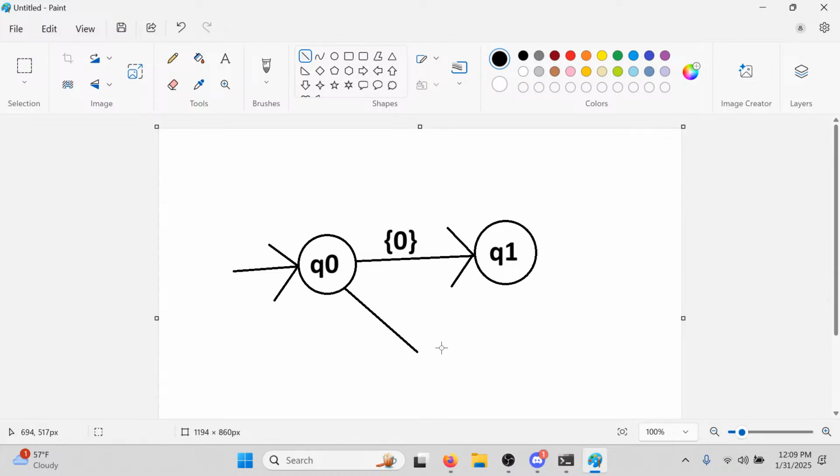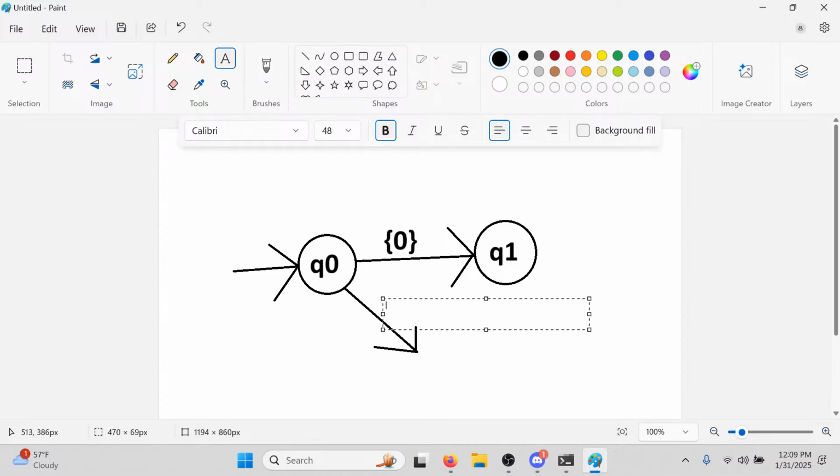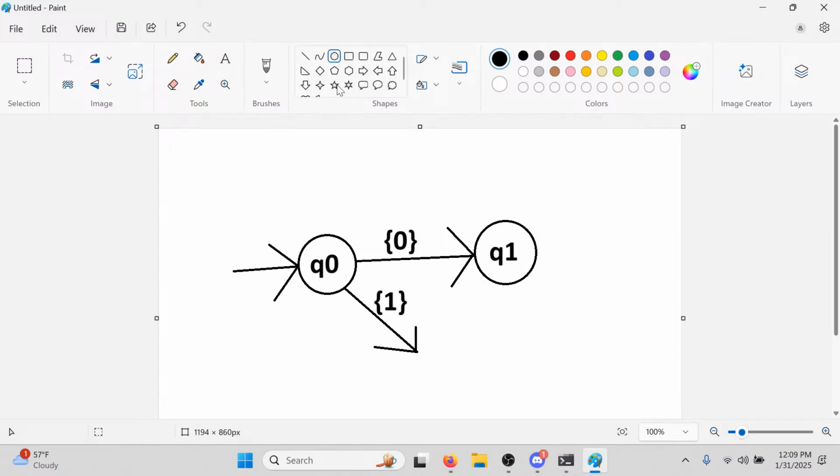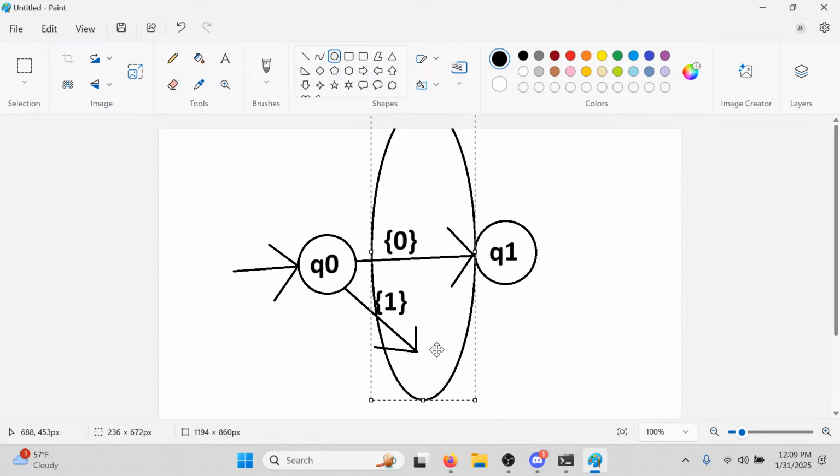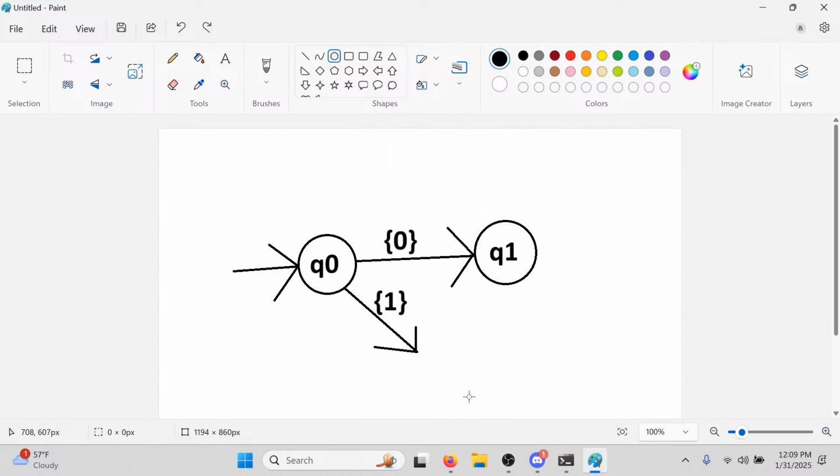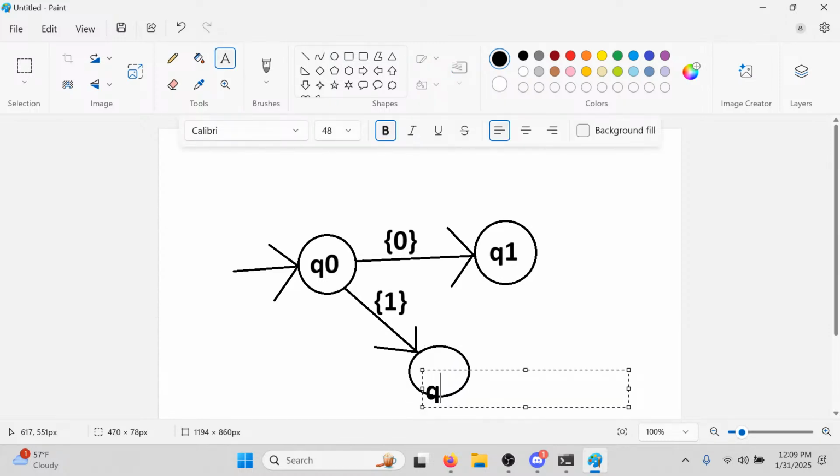Say I additionally have this arrow. Oh dear. Oh my gosh. My mouse lagged. Okay. Okay. Now what represents acceptance?